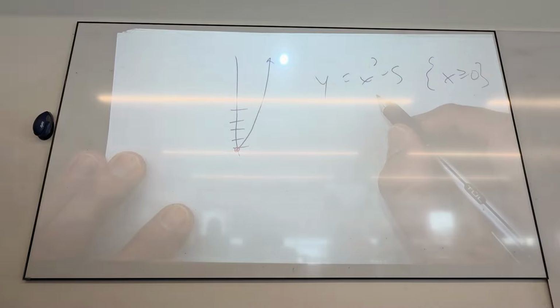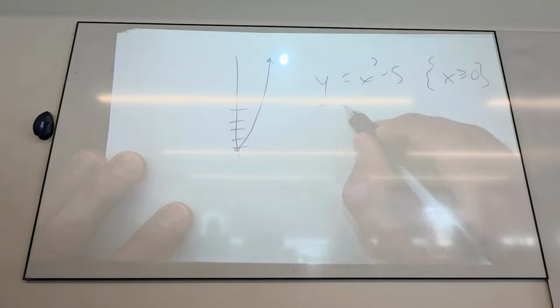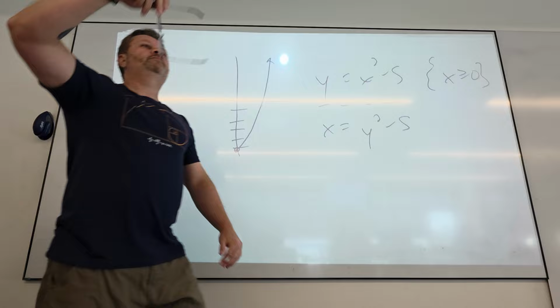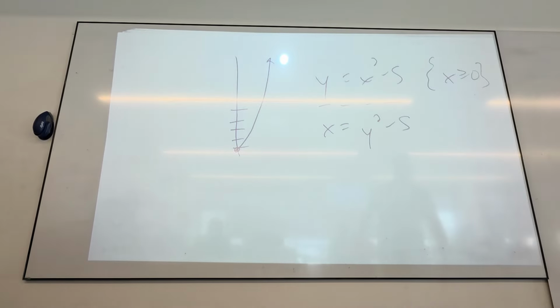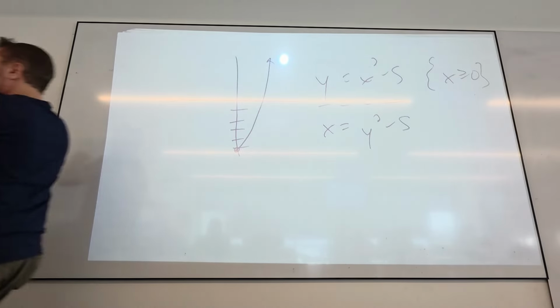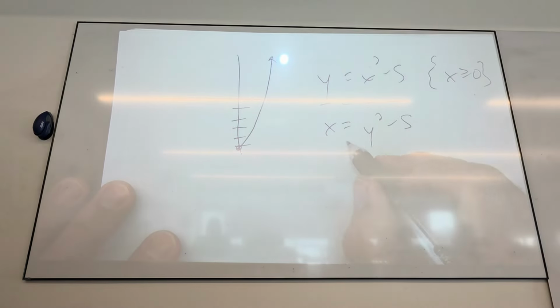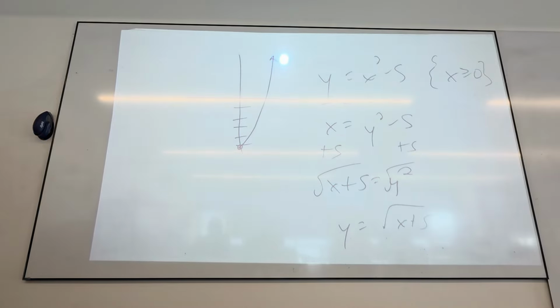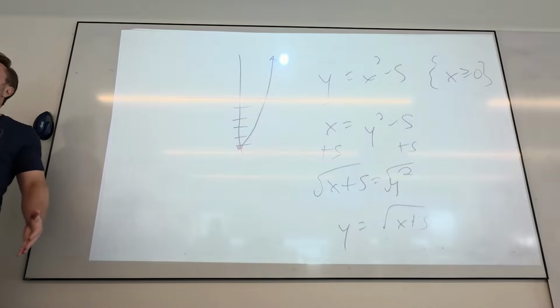So what's the inverse? You would switch the x and y. Now here's the big thing. A lot of you guys got the domain correct, but when you solve the inverse, you still put plus or minus. Why do I not need to? Because it isn't plus or minus. So when I solve this for y, x plus 5 equals y squared, so y is the square root of x plus 5. I do not put plus or minus because we've already chosen the positive side.